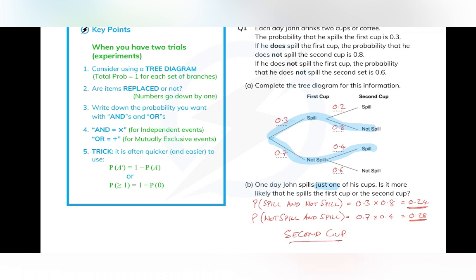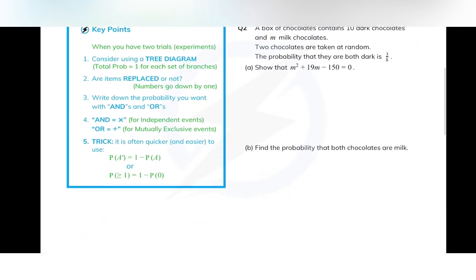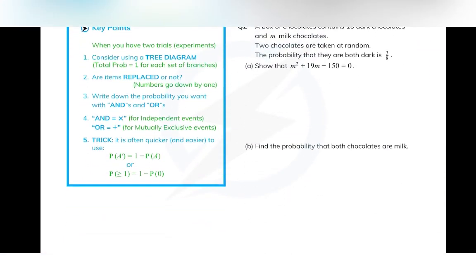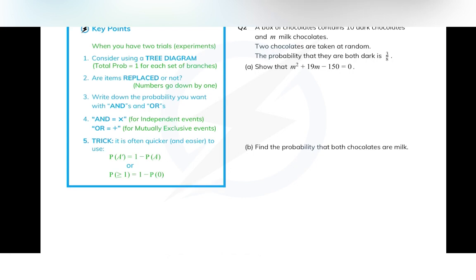Okay, we're going to move on to the nightmare question now, and that is the one which is a combined probability question, but has algebra in it. And you may remember from the first tutorial we had a box of chocolates with dark and milk chocolates in it, and here's another one. This time it's got 10 dark chocolates and m milk chocolates. And quite a lot of people will be running for the hills now, but don't, because actually if you follow the rules, this isn't too difficult.